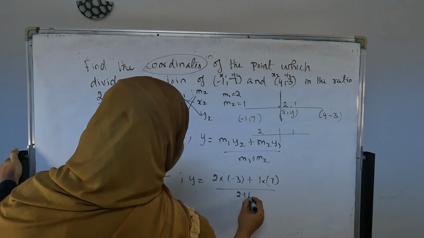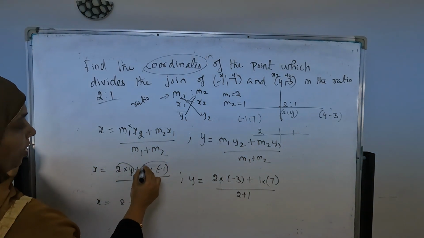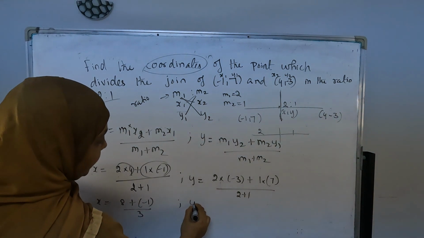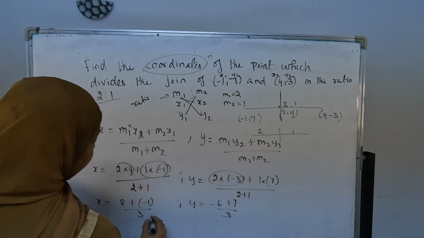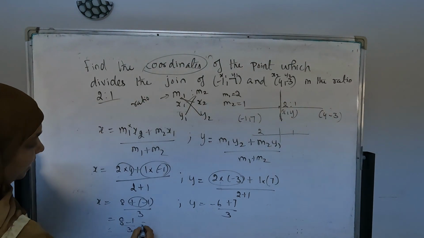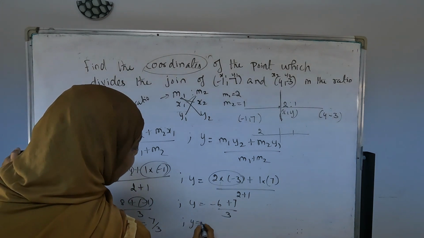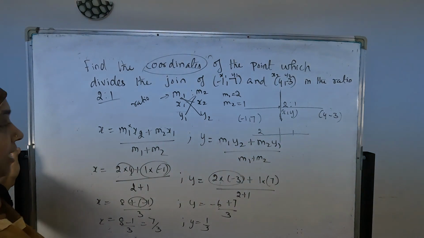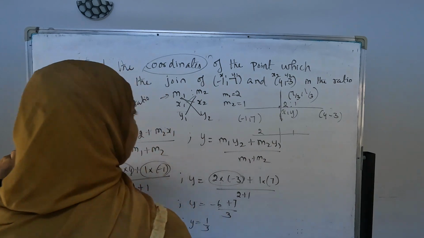Now x is equal to 2 fours are 8 plus 1 into -1 is -1, by 3, and y is equal to -6 plus 7 by 3. So 8 minus 1 is 7, so x is 7 by 3, and y is -6 plus 7 which is 1 by 3. The point is (7/3, 1/3). This is our answer.